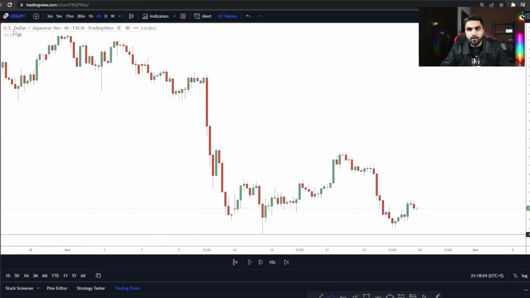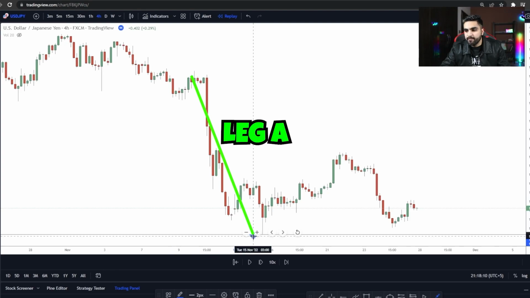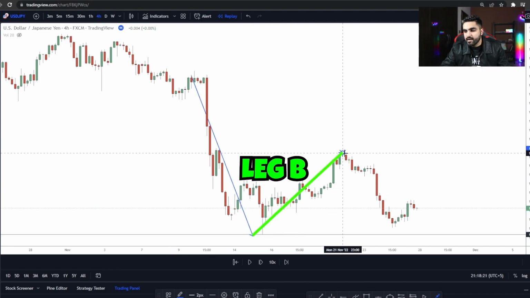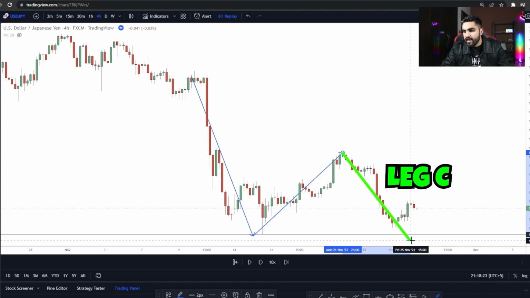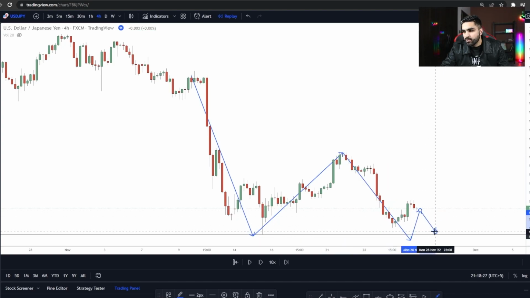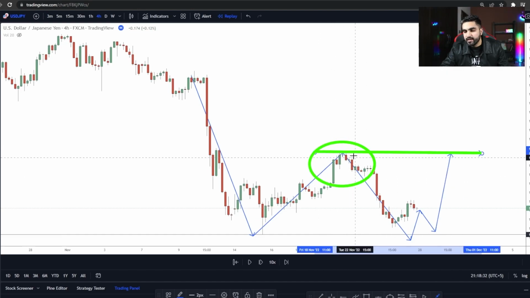So on this pair of USD Japanese yen, we are on the 4-hour time frame, and we have our leg A, which is right here, the swing low. Then we have our leg B, which is the pullback, and now the market is making the leg 3, and we need to have a lot of liquidity sweep at this area. Then we can take the trade, and our target is going to be at this area from where the pullback ended.